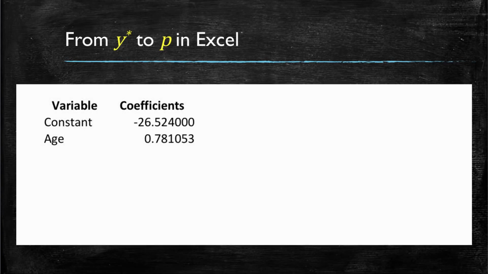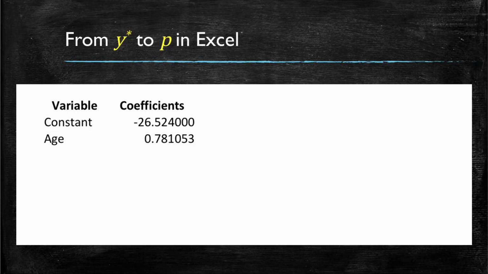What I am showing you now is an Excel sheet with the transcription of the coefficients we got from estimating our model. Specifically, we have estimated that the constant term is a negative 26.524 and the slope for age is a positive 0.781. So these are the betas we got from running our model. What we're going to do now is plug in some independent variables, some x's, to estimate, for example, the likelihood of a 35-year-old customer of subscribing to the magazine.